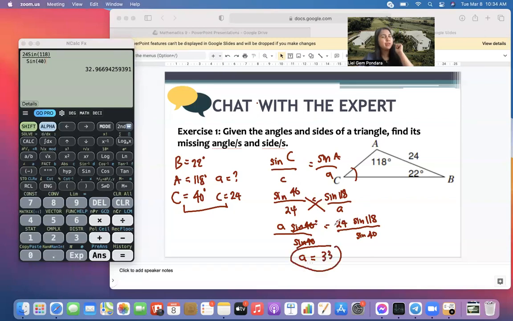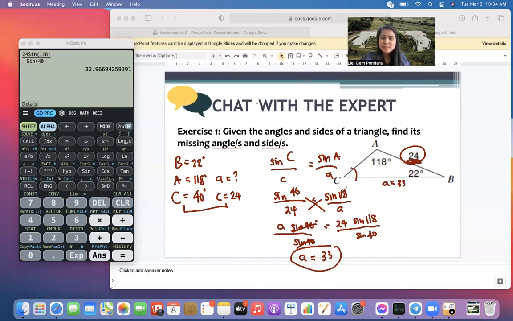Now, what can be your hint? Ma'am, how will I know how many decimal places I am going to use? I missed that in the previous one. You check on the side. If the side is a whole number, then the rest of the sides will also be whole numbers. Like you might ask, ma'am, why didn't we use 33.97 here? It's more accurate. Yes, it's more accurate, but if you check on this one, it's a whole number. So your side A will also be a whole number, 33.